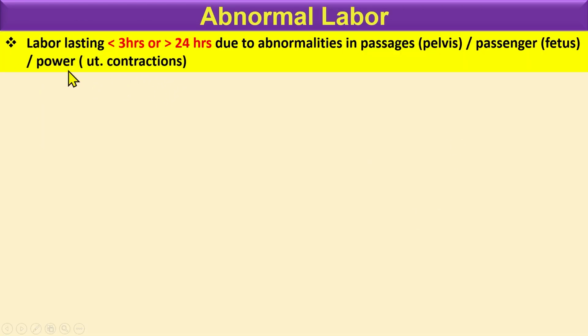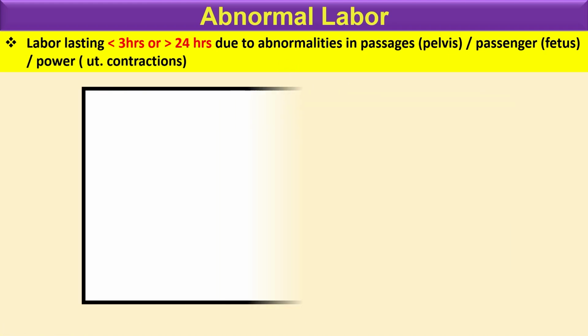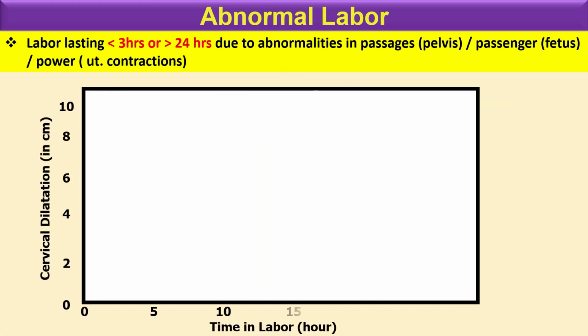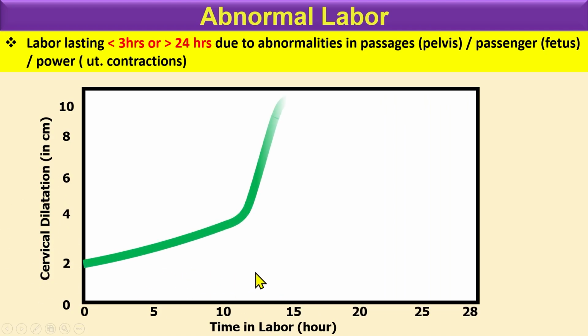If the labor lasts less than 3 hours or more than 24 hours due to abnormalities in the passage, the passenger, or the power of uterine contraction, this is known as abnormal labor. Now look at the graphical representation of abnormal labor. On this side is the time, on this side is the cervical dilation. This is the normal slope of labor. What is happening in abnormal labor? This is the precipitate labor.